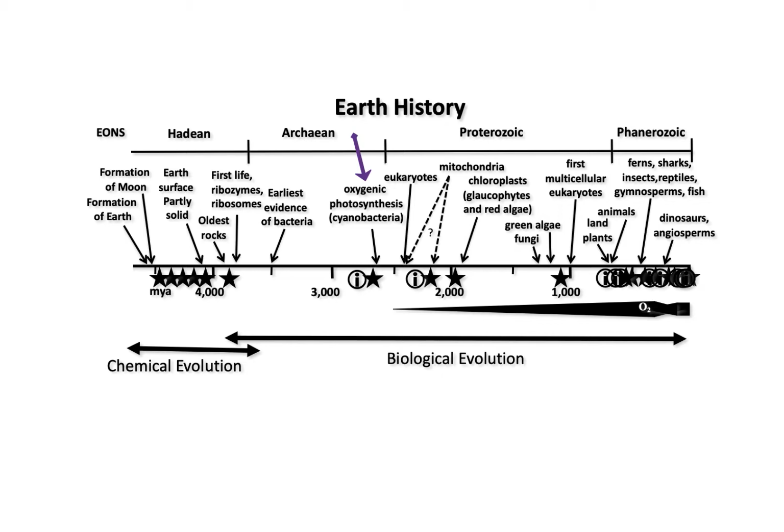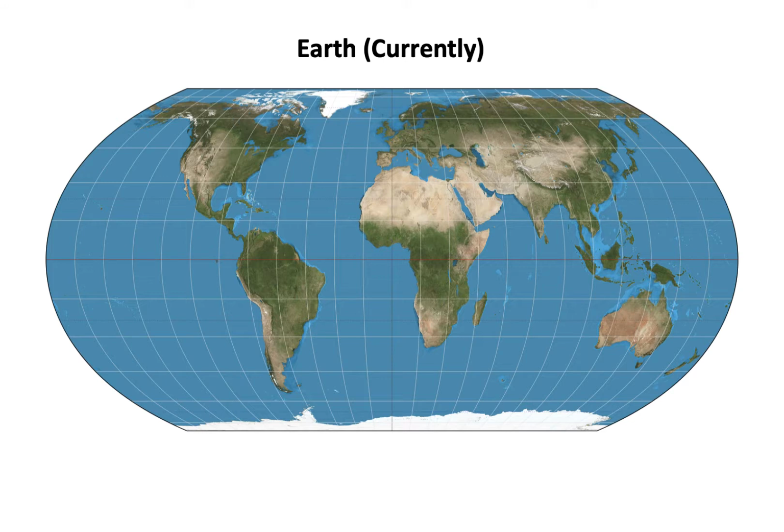Oxygenic photosynthesis here, all the way forward to the dinosaurs and angiosperms way up here, and then we're way out here at the end, on a tiny little sliver right at the end. So this is the Earth as it looks today. And it didn't always look like this, as you probably know.